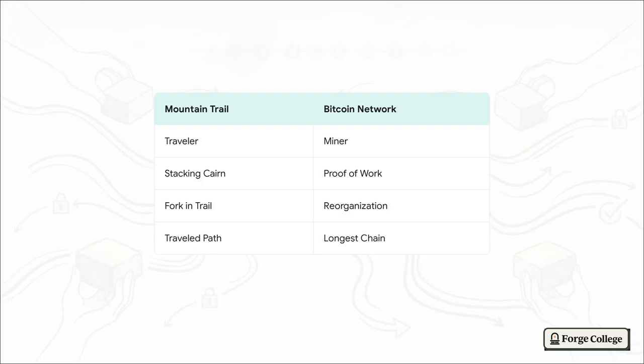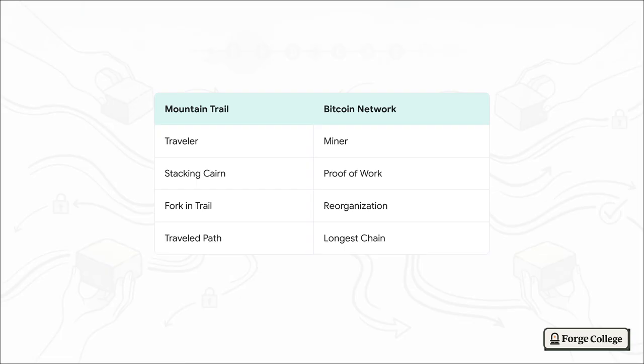Think of the blockchain as a steep, rugged mountain trail. In this scenario, an exhausted traveler on the trail is our miner. Every few minutes, a traveler expends massive physical energy to gather heavy rocks and stack a cairn. You know, those little rock piles that mark a hiking trail? That sweat and effort is our proof of work.